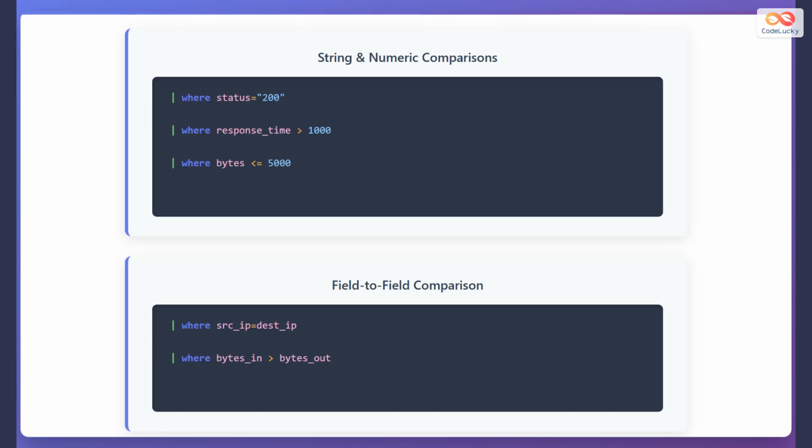The where command also excels at field-to-field comparisons. You can use | where source_IP=destination_IP to find internal traffic, or | where bytes_in > bytes_out to identify download-heavy sessions. These comparisons are impossible with basic search commands.